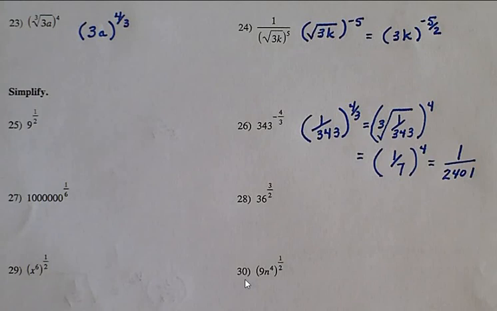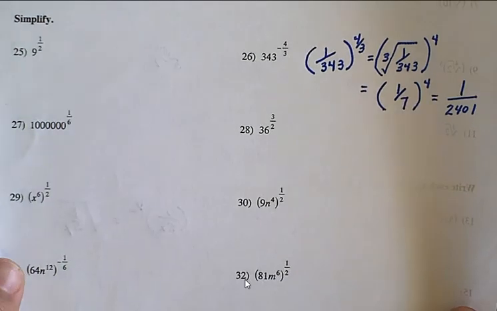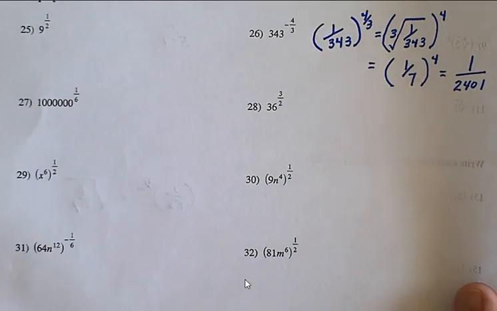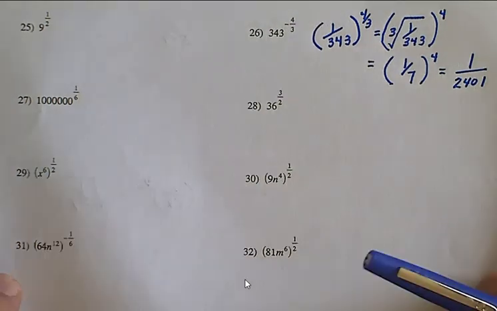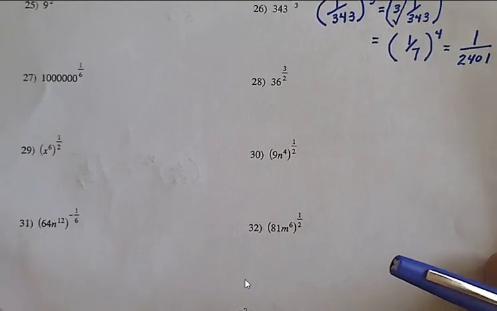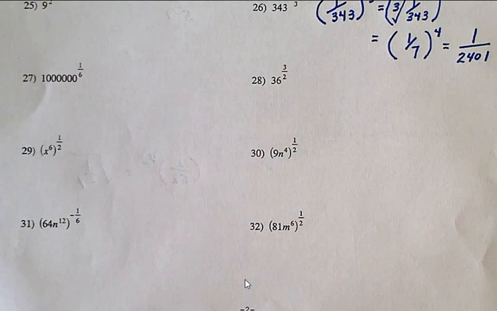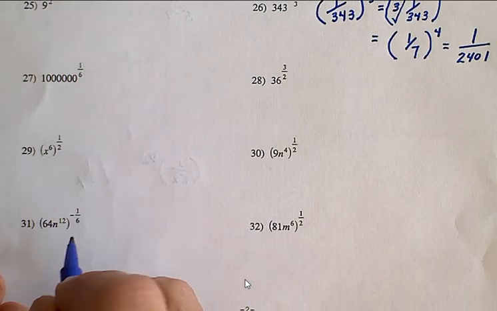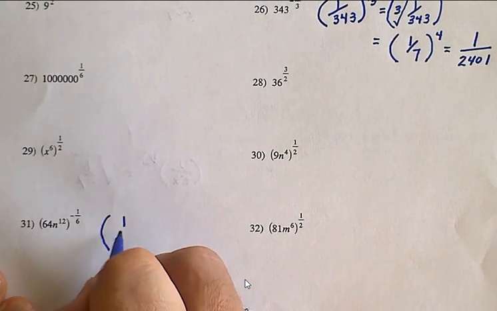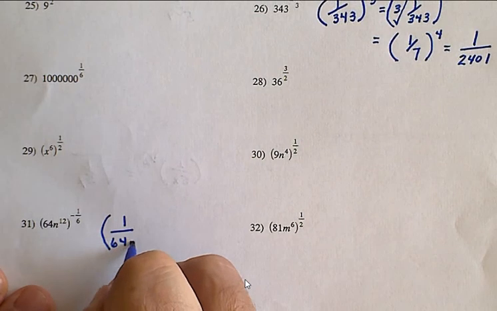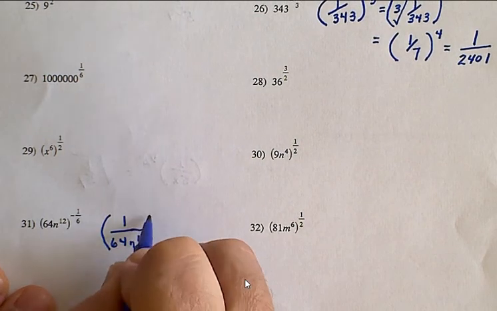Okay. Toward the bottom, number 31, for example, there's a couple good things there that we can talk about with these last two. But remember, when you have multiple items inside and an exponent outside, you have to distribute that through. Okay, so first of all, I'm going to address the negative. So this becomes 1 over (64 n to the 12th power) to the 1/6 power.